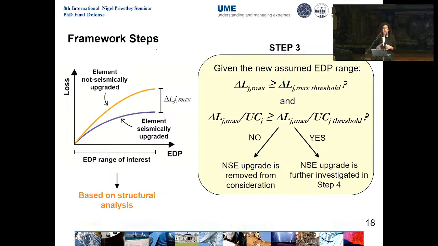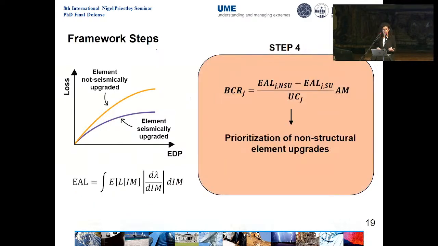Step 3 is very simple. The only difference in step 3 is that we are now changing the EDP range of interest. So this time, this EDP range is based on some structural analysis, and so we assume maximum drift and acceleration based on the response of our structures. Again, we calculate these parameters, we compare with the thresholds, and only components which are above the threshold go to step 4.